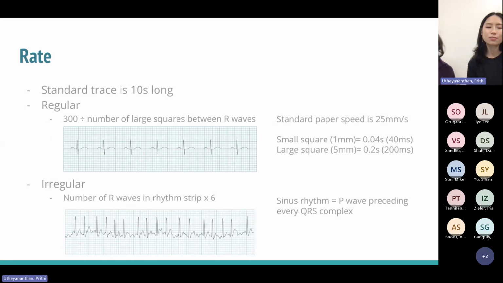So then the next thing we want to look at is the rate. The ECG paper is divided into grids. There's small squares and big squares. And as we said before, the standard paper speed is 25 millimeters per second. So one small square, which is 1 millimeter, is 0.04 seconds or 40 milliseconds. And a large square is 5 millimeters or 200 milliseconds.